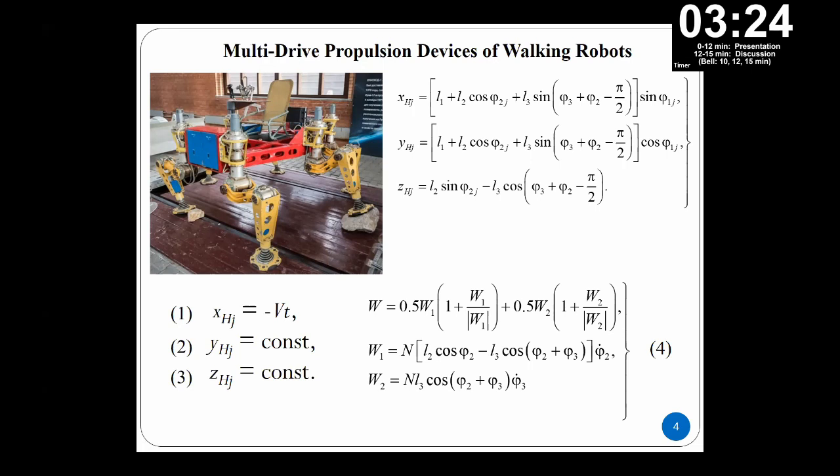The only known estimate is of the power of the drives spent to maintain the weight of the robot with a known distribution of normal loads. So, with a forward motion at a constant speed of a walking machine with insectomorphic propulsion devices, the instantaneous power to maintain the weight of the machine is determined by expression 4, where N is the normal reaction of the soil.